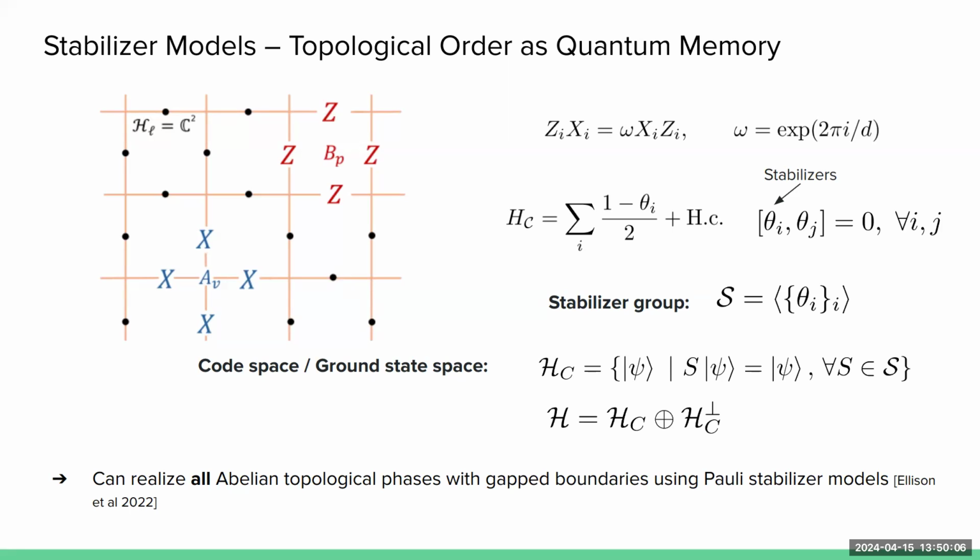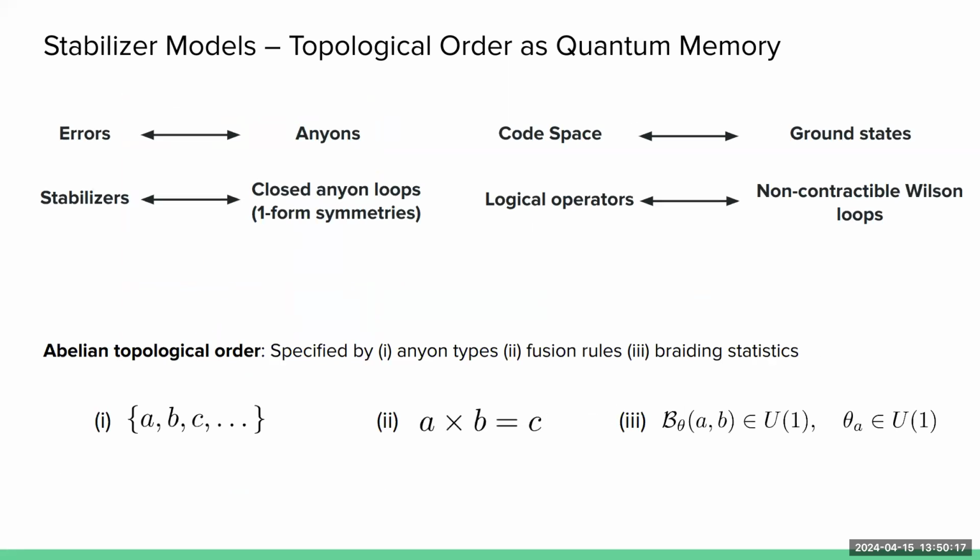What's important for us is that one can construct, for any abelian topological order with gapped boundaries, an explicit stabilizer model realizing that topological order. To be a bit more explicit, the exact correspondence between the error correcting code language and the topological order language is as follows. If you have an abelian topological order, it's specified by the choice of the different anyons, their fusion rules, and the braiding relations and the spins of the anyons. In the error correcting code language, errors, which are a violation of the stabilizers, correspond to local anyon excitations. The stabilizers correspond to closed anyon loops, or in the symmetry language, exact one-form symmetries.